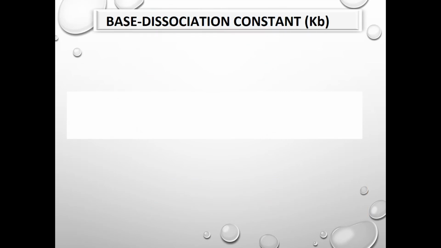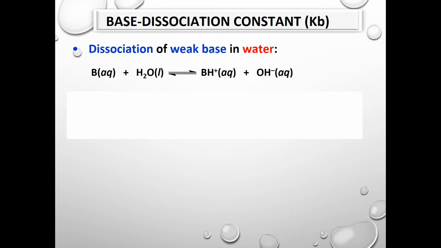Similar to weak acids having Ka values, weak bases have Kb values. The dissociation of a weak base in water can be represented in the equation shown. A weak base B dissociates partially in water to produce ions BH plus and hydroxide ions. The base dissociation constant Kb can be written as the product of the concentration of BH plus ions and hydroxide ions divided by the concentration of the weak base B.